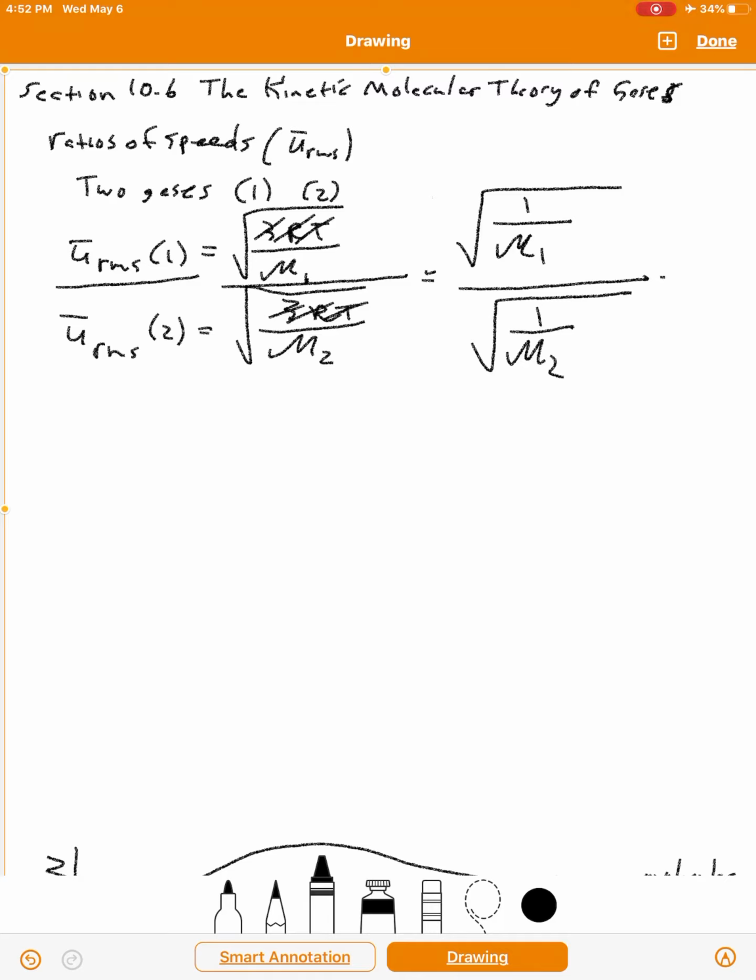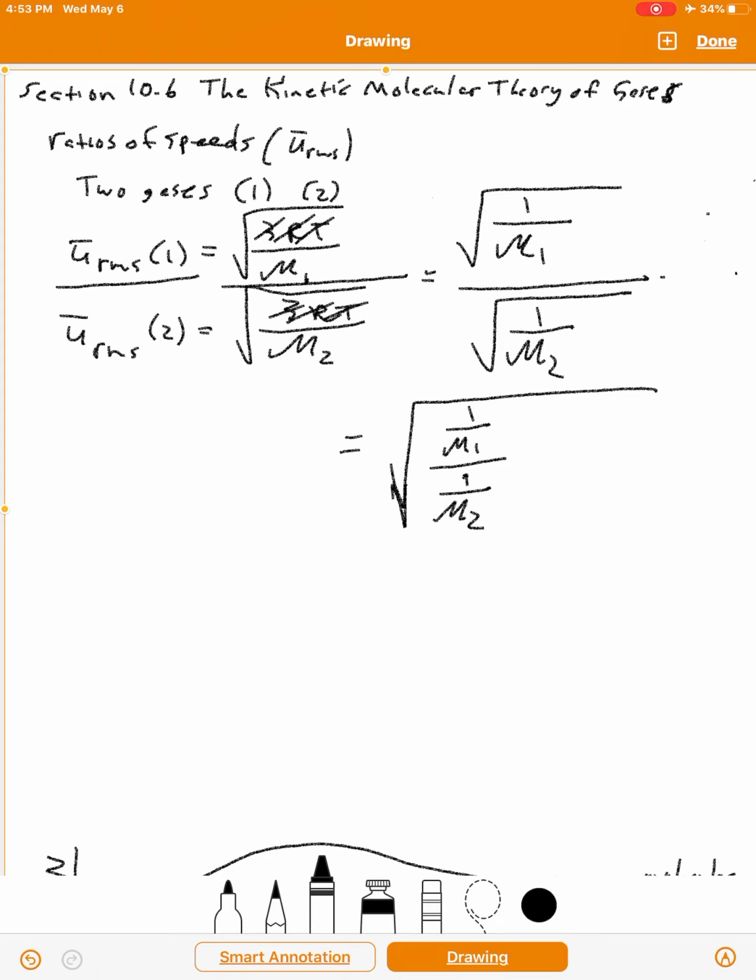We could multiply this by 1 over the molar mass of gas. Actually, I'm going to come back here. Let's not do that yet. Let's do this. If you have the square root of something divided by the square root of something else, that would just be the square root of the ratio. There we go. Much better.